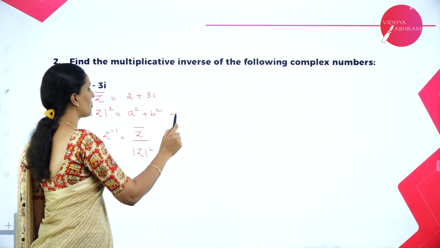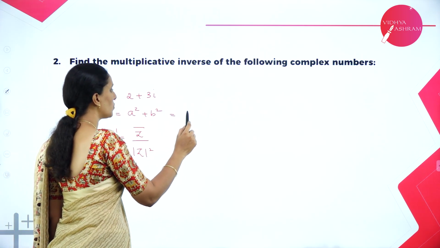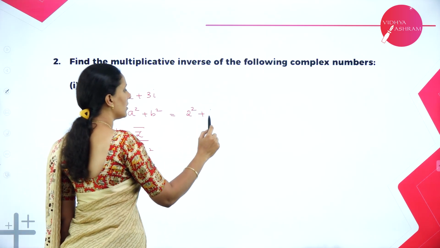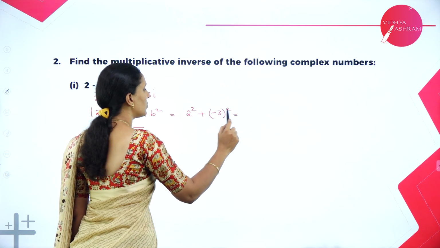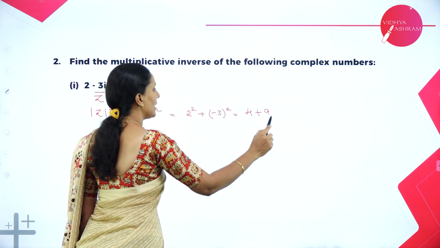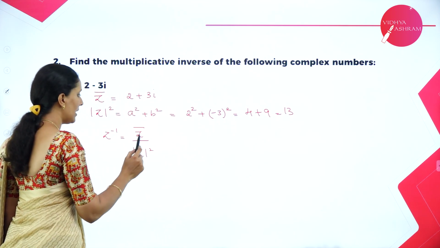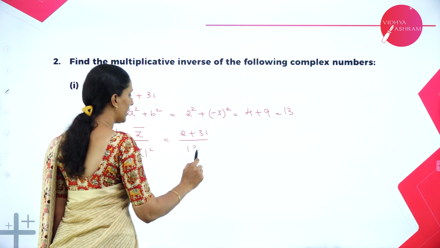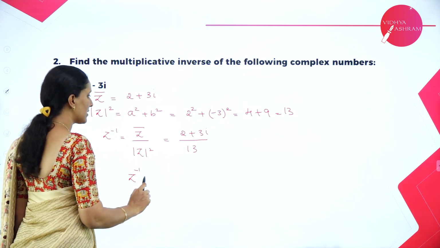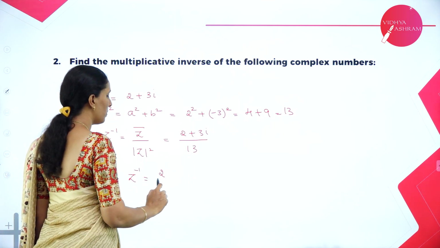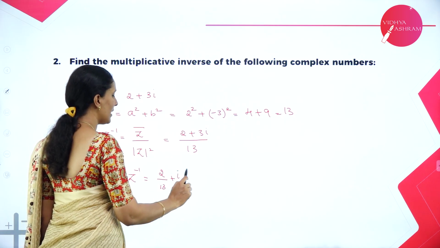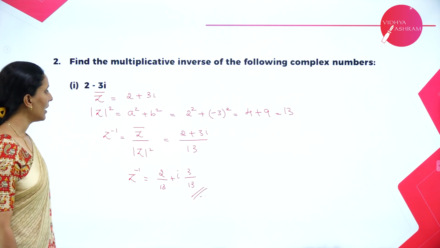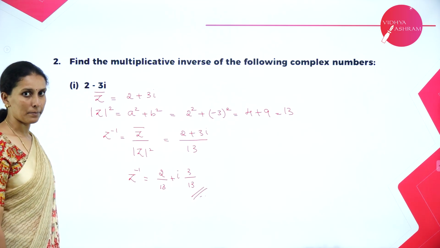So what is your a square? a square is 2 square here, and b is minus 3 here. So minus 3 whole square, which is 4 plus 9, which is equal to 13. Hence this will become 2 plus 3i divided by 13, or z inverse is equal to 2 by 13 plus i into 3 by 13. So this is the inverse of the given complex number.